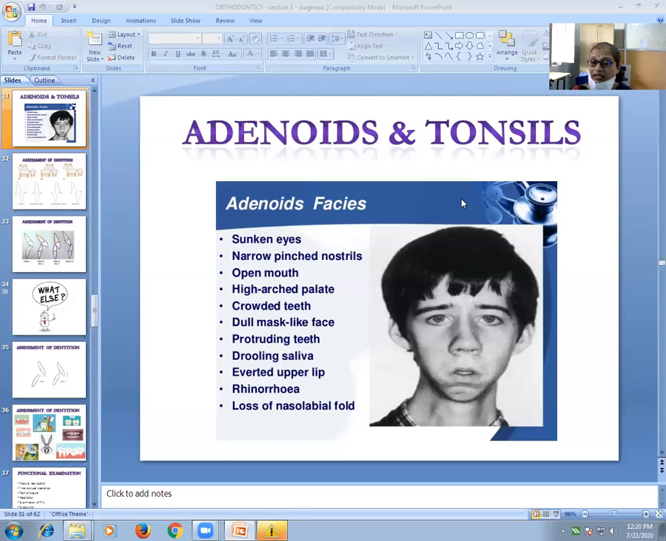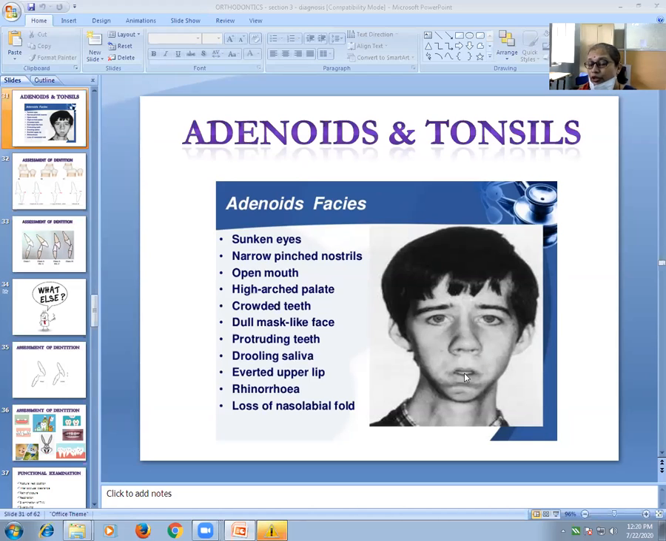What will it cause? If the patient has enlarged adenoids or tonsils, the patient will be breathing from the mouth. Subsequently, the patient's face will be somewhat like this. There will be a long face. Nostrils will be pinched and short. There will be an open mouth. The palate will be deeper because the patient is breathing from the mouth.